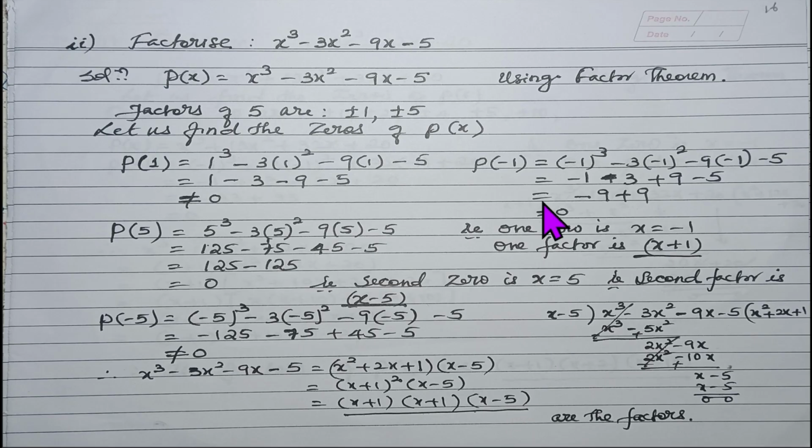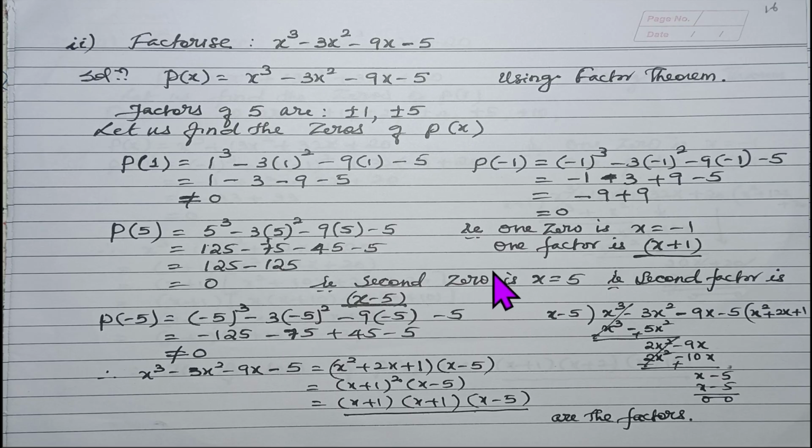So let me just explain the procedure again. You are given a polynomial, find the factors of 5. The factors of 5 are plus minus 1, plus minus 5. Now check for which value of x the value of the polynomial becomes 0. Then find out the factor. So we have got the factor x plus 1 there. Then with 5 also we got a factor, x minus 5. So we have got two factors, but the third factor is not obtained there.